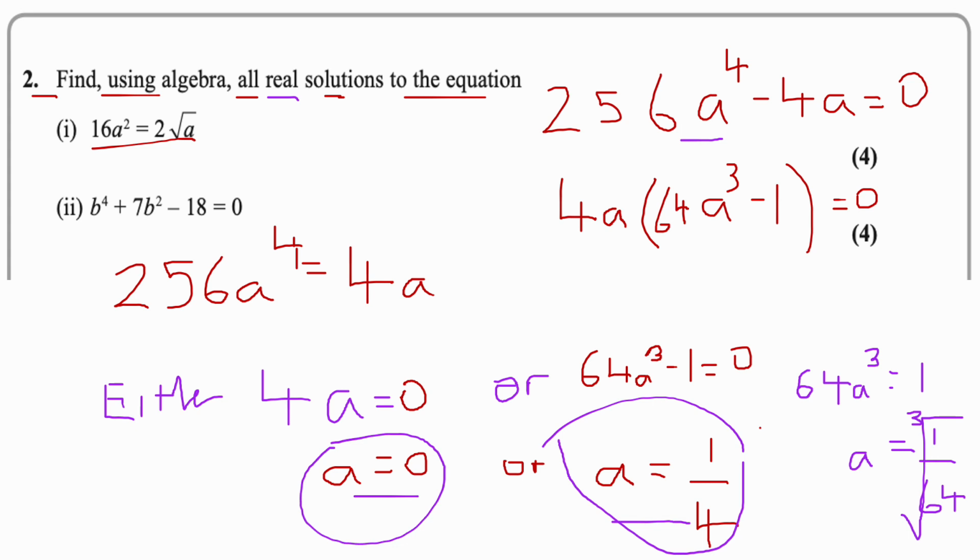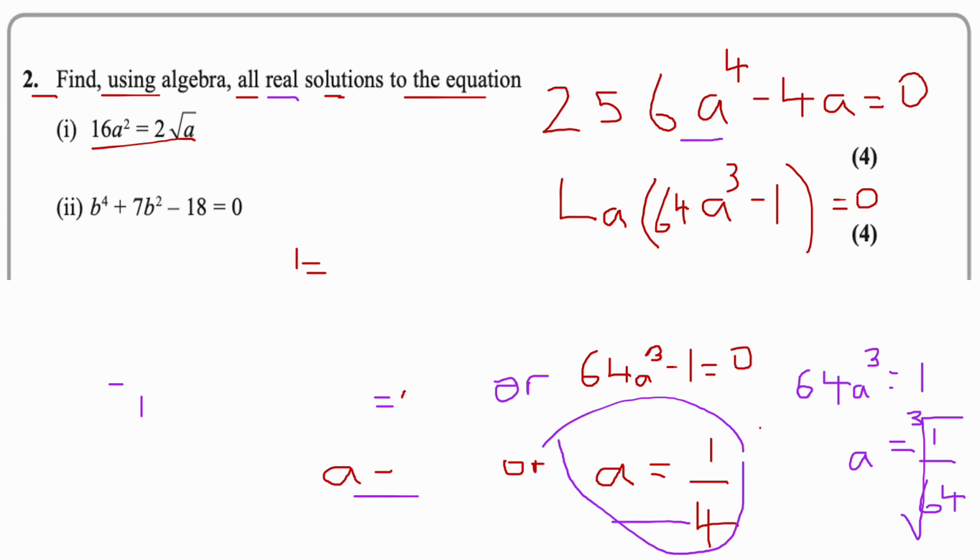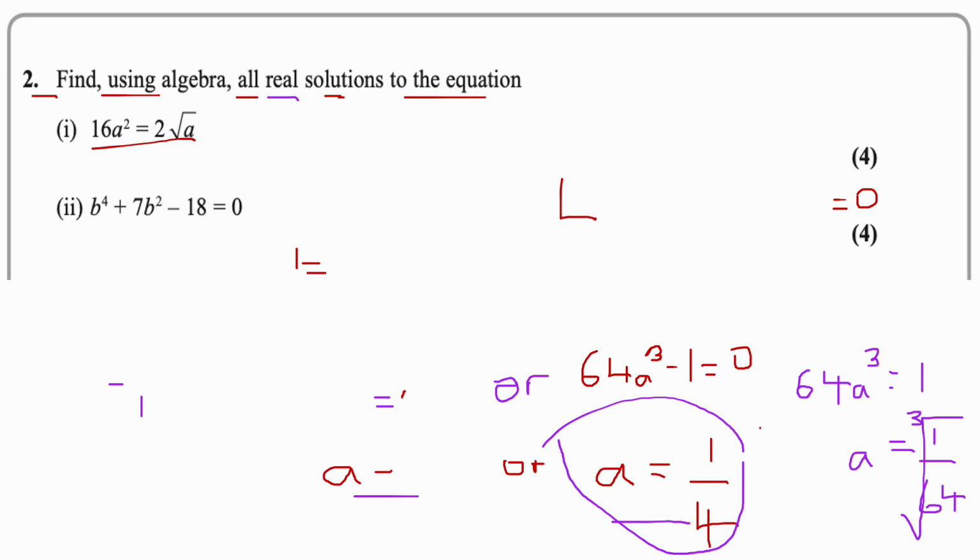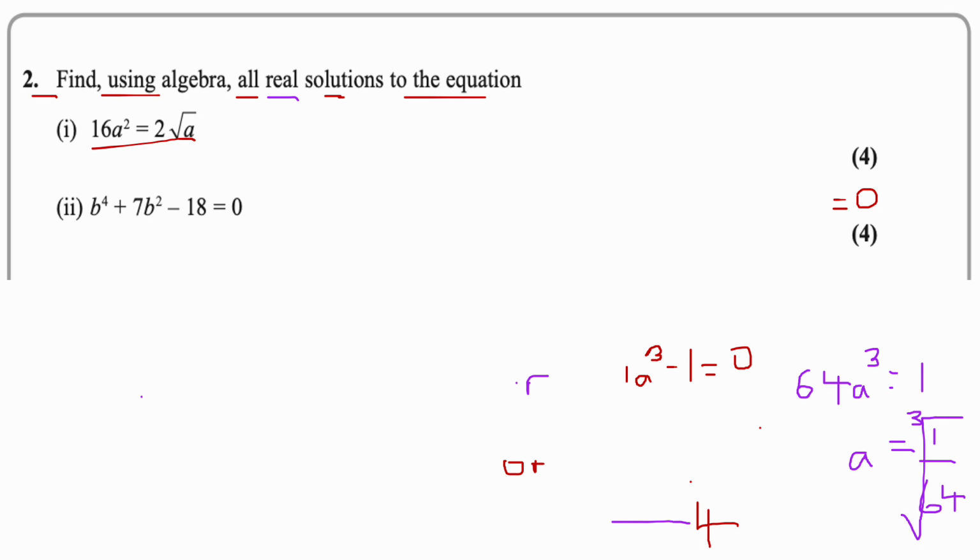So that's question 2 done, guys. Let's just delete this now. That was pretty tricky actually, for a 4-mark question. The next part I've got a quartic equation. This time it's a bit easier because it's in a form like a quadratic, so I can do a bit of substitution to work out my values.